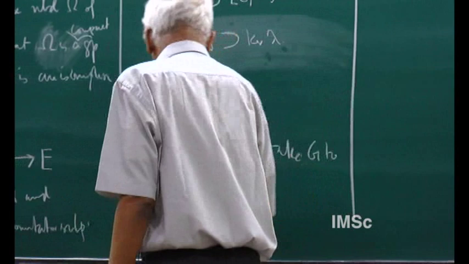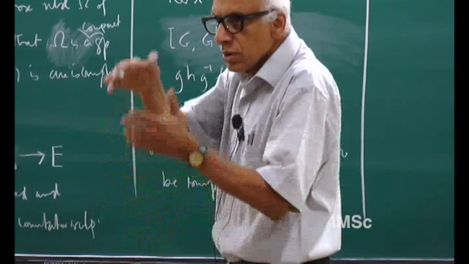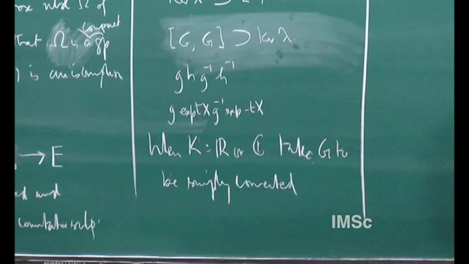That's the job. So when K equals R or C, take G to be simply connected and go through that. Then for a non-simply connected G, you simply take the commutator and project from the universal covering back to G. If G is not simply connected, take G tilde, do everything there, project down, and then you're done. So that takes care of the case when K is real or complex.